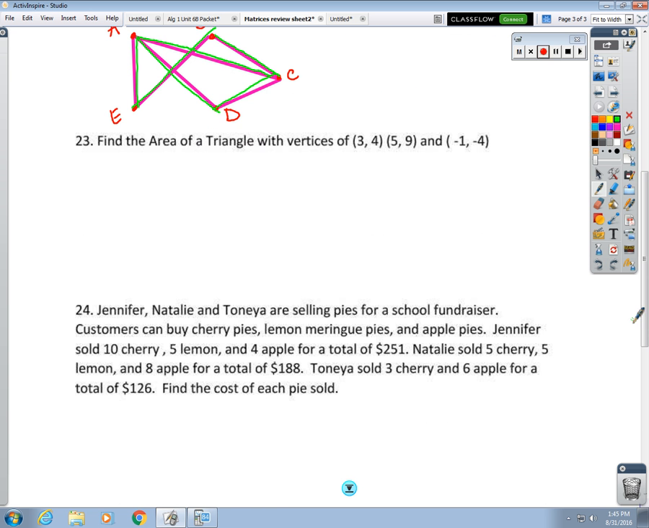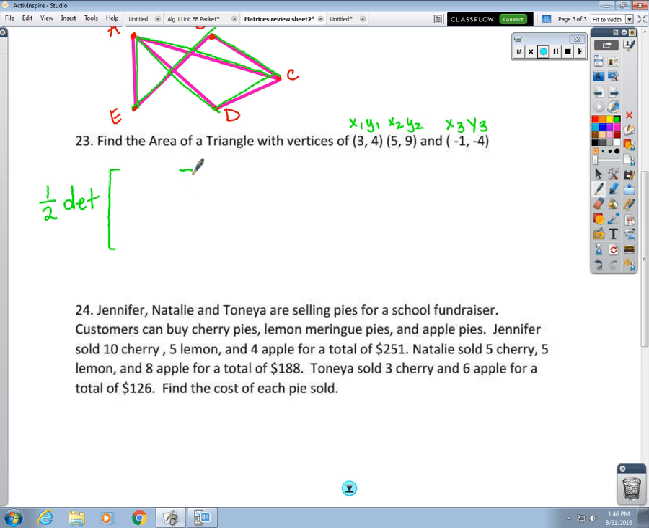Okay, number 23. Find the area of a triangle with the vertices 3, 4, 5, 9, and -1, -4. Okay, we just learned this yesterday. This is your 3 points, so x1, y1, x2, y2, and x3, y3. Okay, there's 3 vertices because it's a triangle. Who remembers the formula for the area of a triangle using a matrix? Times what? Well, that's the geometric formula, 1/2 base times height. But with matrix, what do we have to do? The determinant, and then you just type in the matrix.